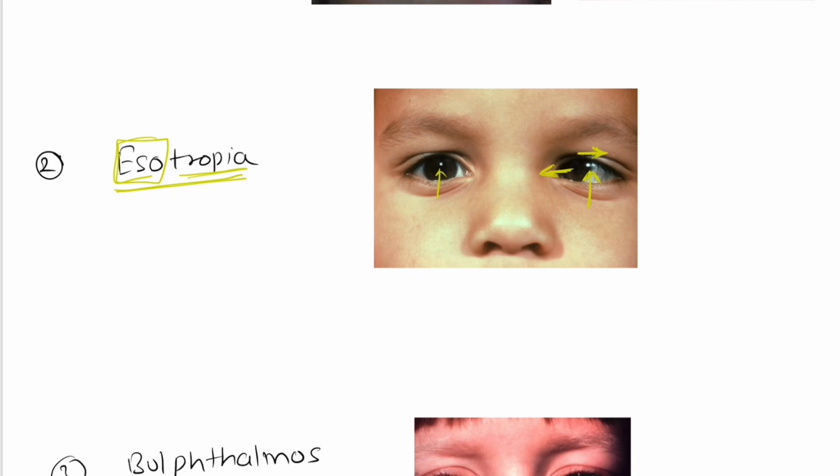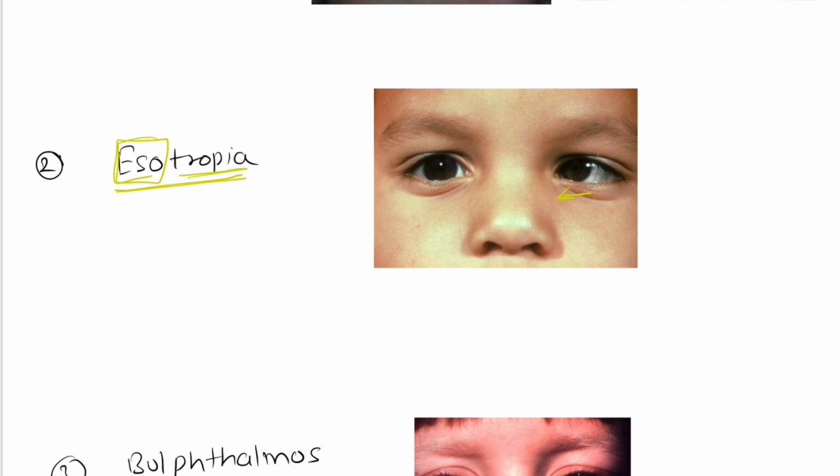Of course, this is very clear in this case. It's completely clear that this eye is inward, but in some cases there is a very minor difference between both of the eyes. In that case, we can do the Hirschberg test to confirm the strabismus.